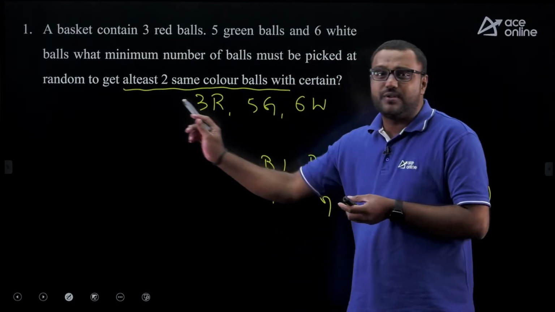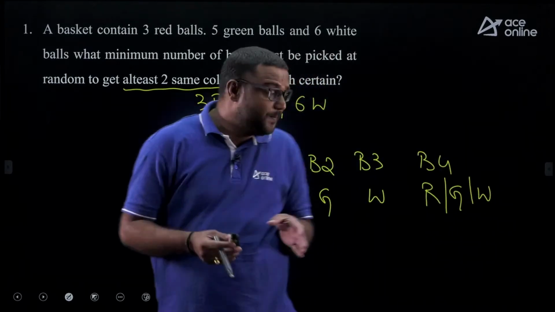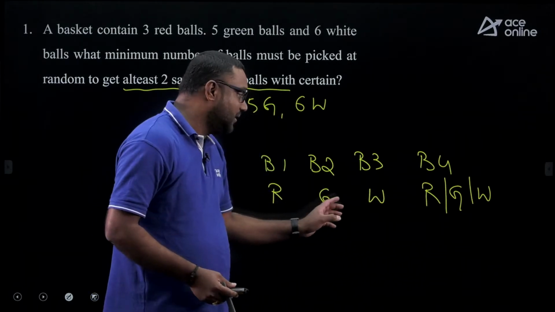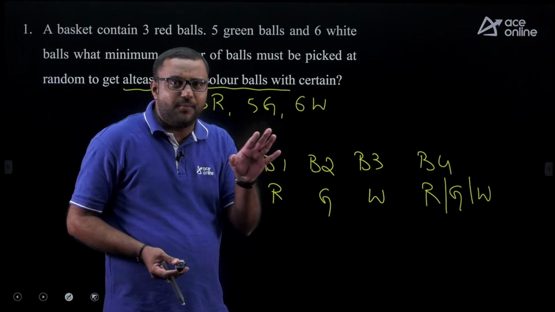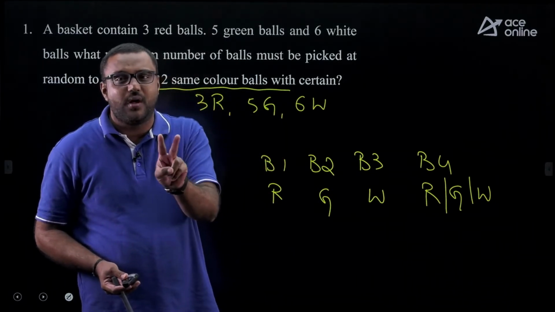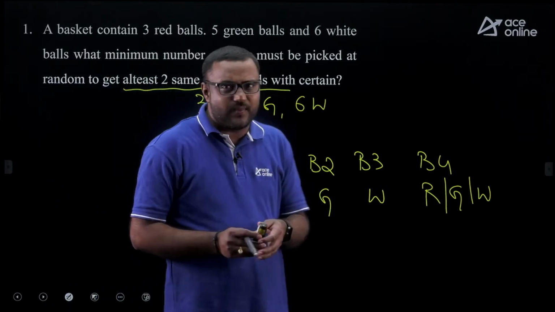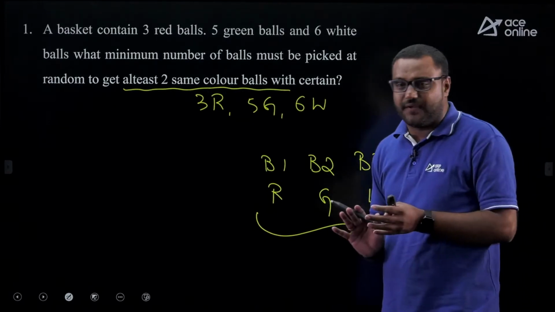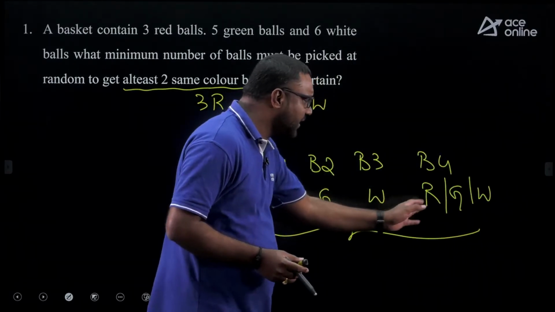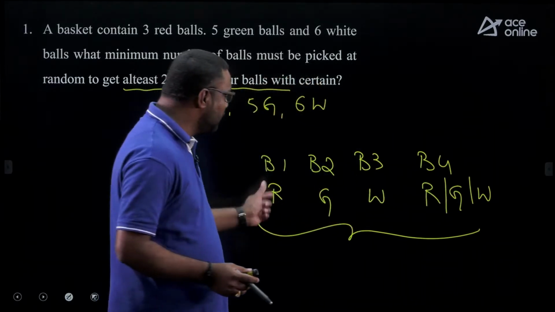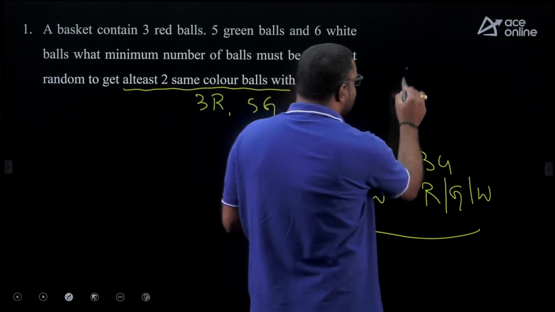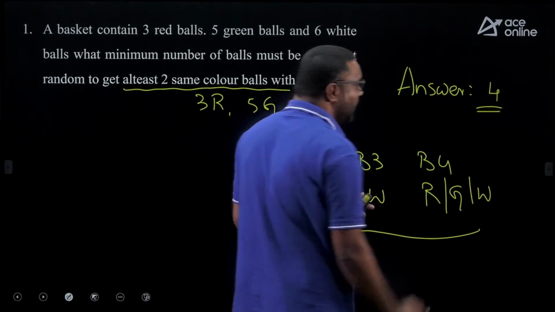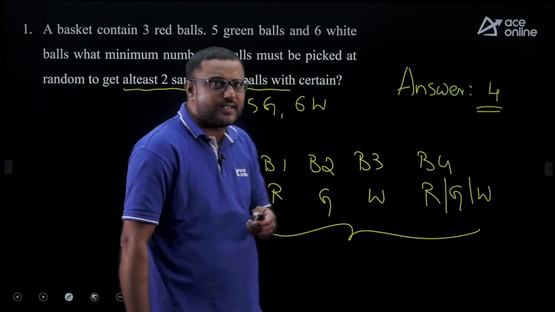The question is at least 2 of the same color. Why at least? Because if you pick 4 balls, among them red also may be a chance: red, red, white, red, or all red, that is also a possibility. But I need to pick 4 balls to guarantee 2 of the same color. This is one situation I explained: all first 3 are different. Then the fourth one, if you take red or green or white, definitely you will get 2 of the same color. So the answer is 4, dear. Minimum 2 balls of the same color will come. It may be 3 or 4 also.